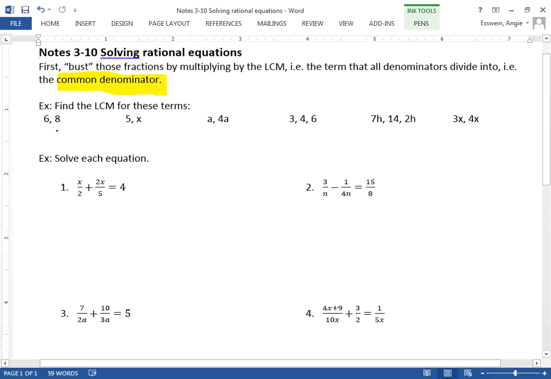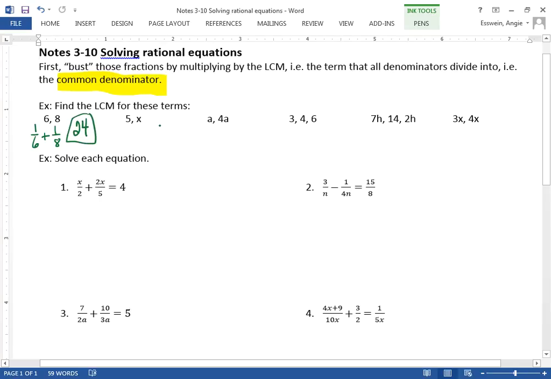So for 6 and 8, let's say you had two fractions, right? And you wanted to add them, and the denominators were 6 and 8, like this: 1/6 plus 1/8. What would be the common denominator or lowest common multiple? LCM stands for lowest common multiple. Yeah, it would be 24. And notice both 6 and 8 divide evenly into 24, and that's the smallest number. So that's the LCM.